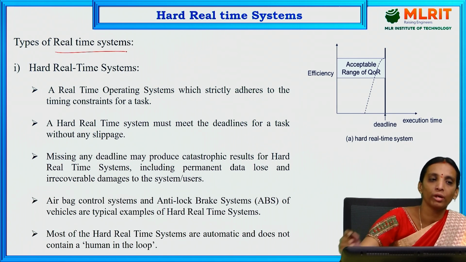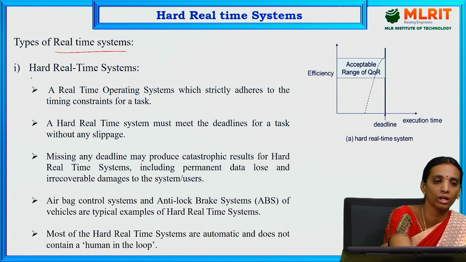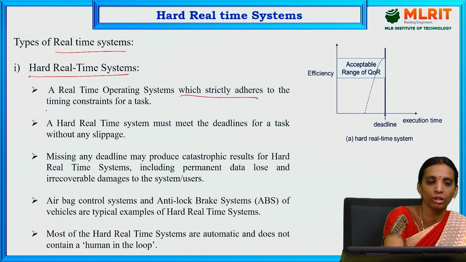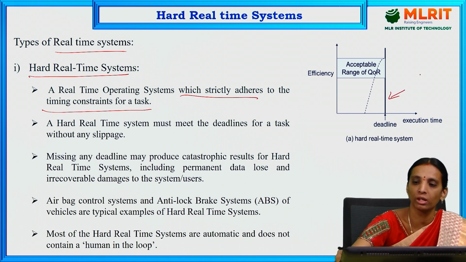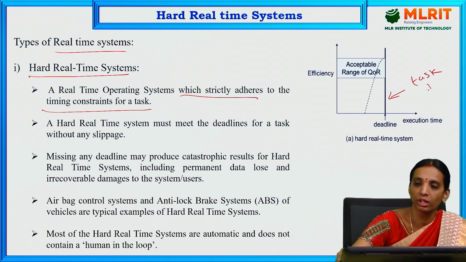Next, different types of real-time systems. There are two types of real-time systems: one is the hard real-time system, and another one is the soft real-time system. A hard real-time system strictly adheres to the time constraints for a task. Whatever time is assigned for a particular task, it should be completed within that particular time only.